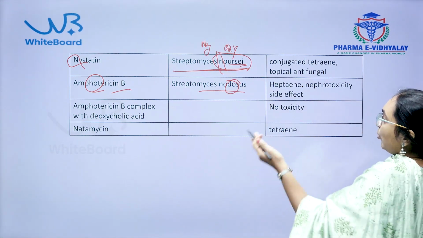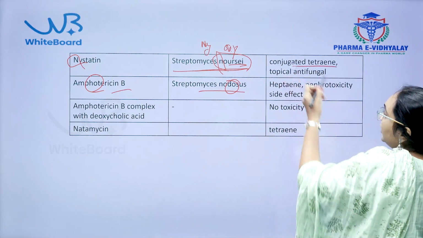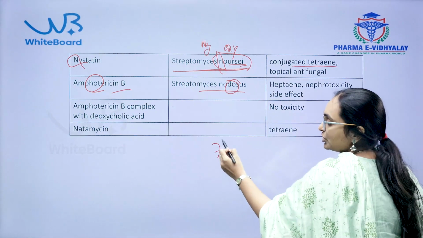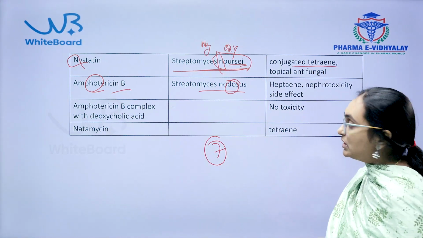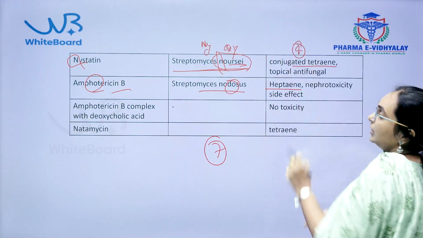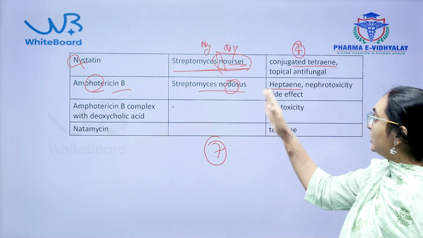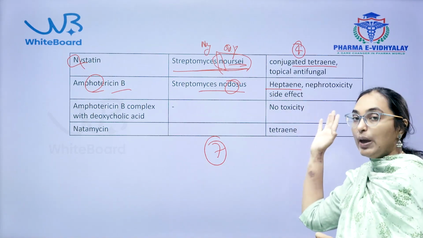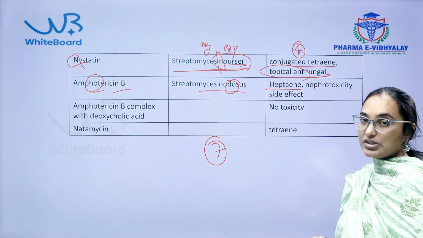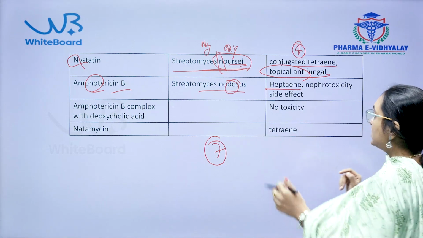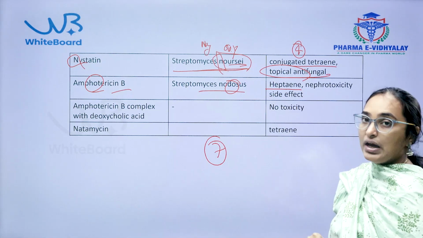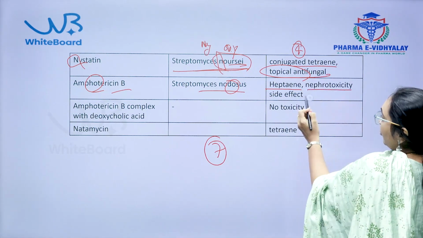Here, one important point about nystatin is that it is a conjugated tetraene. Just now we saw that amphotericin B consists of 7 conjugated double bonds. That is why amphotericin B is a heptaene, whereas nystatin is a conjugated tetraene, with 4 conjugated double bonds. Nystatin is used for topical applications; it is a topical antifungal agent. Amphotericin is a heptaene used for the treatment of various fungal infections, and also one important point is nephrotoxicity.